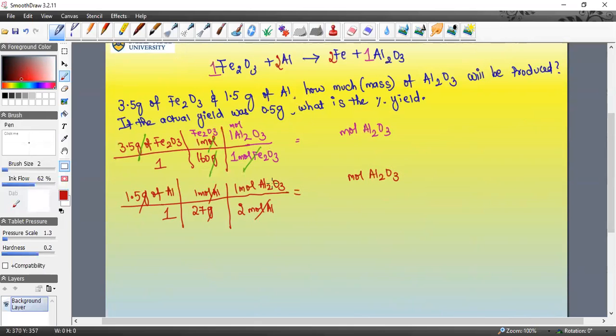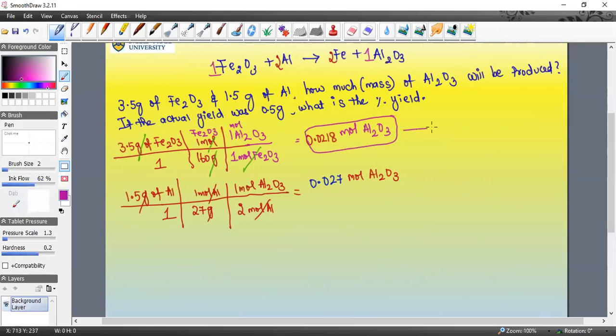So let's calculate the moles for the 2 separate numbers. So 3.5 over 160 will be 0.0218. And I'm going to write this in a different color so you can see the difference. So it's 1.5 over 27 over 2, so it's 0.0277. Which of these 2 numbers is the smallest? I said the lowest number wins the race. So this wins the race.